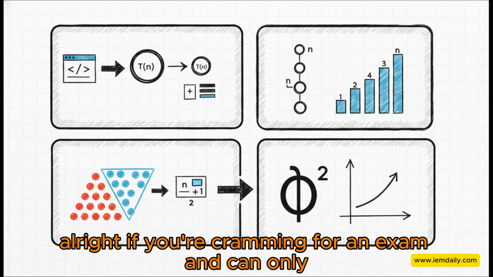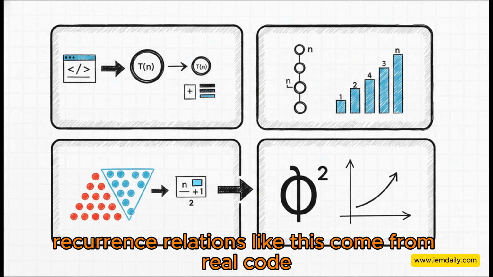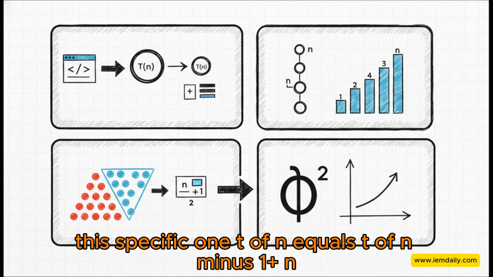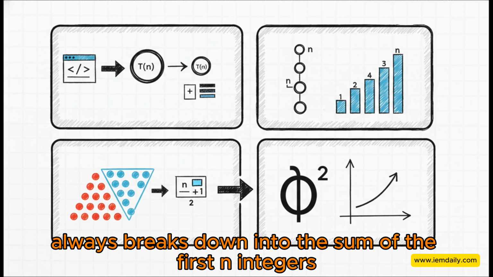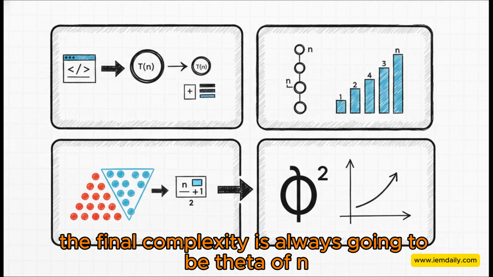All right, if you're cramming for an exam and can only remember a few things, make it these. First, recurrence relations like this come from real code. They're not just random math problems. Second, this specific one, t of n equals t of n minus 1 plus n, always breaks down into the sum of the first n integers. You can bet on it. And because of that, number 3, the final complexity is always going to be theta of n squared.